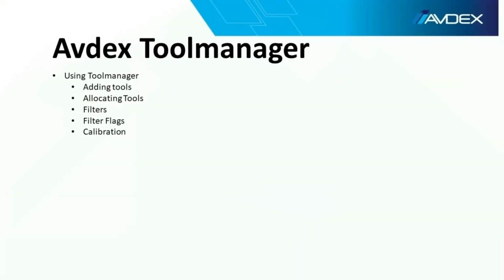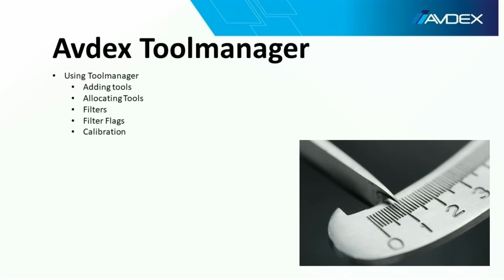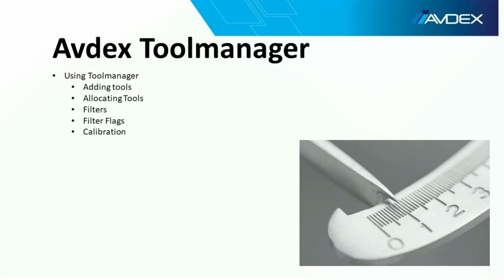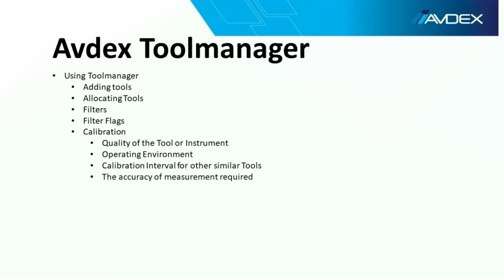Calibration. The equipment manufacturer's recommended calibration interval should be used where available. Where an equipment manufacturer does not specify a calibration interval, an evaluation should be carried out and documented to support the selected interval, utilizing the following: quality of the tool or instrument, operating environment, usage level, where used, storage, etc. Calibration interval for other similar tools or instruments. The accuracy of measurement required.